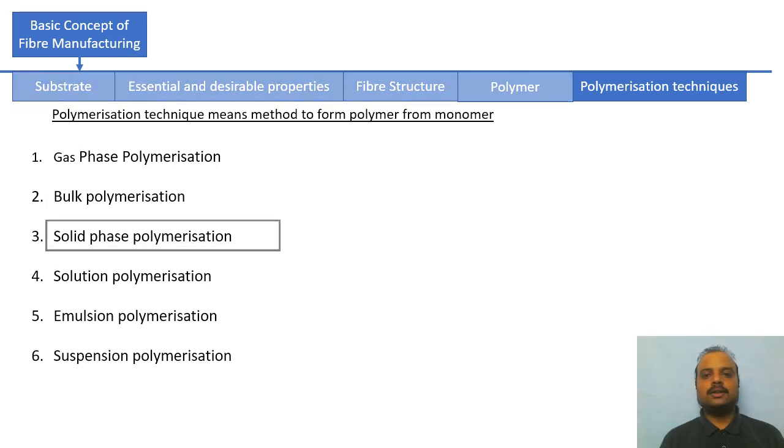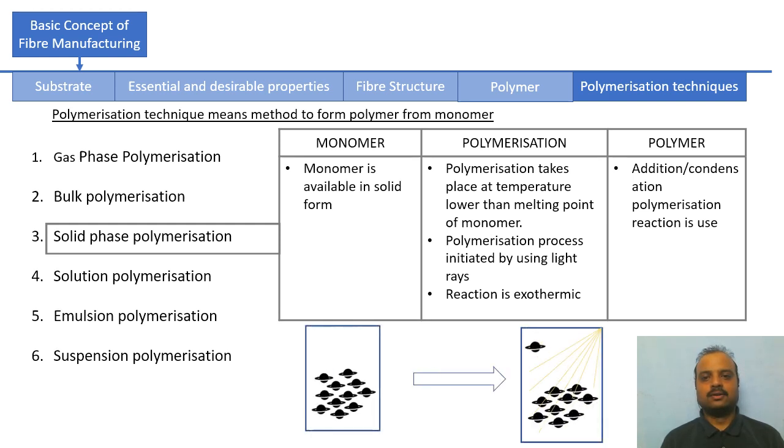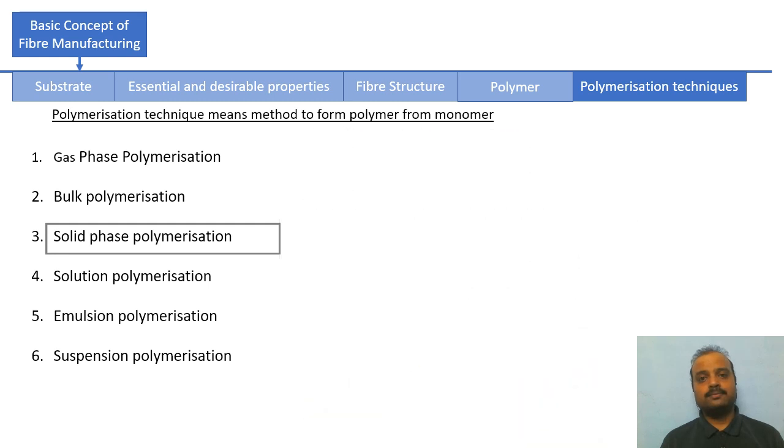This is the third technique to produce polymer. If the monomer is available in solid form, then one can initiate the polymerization process by exposing the monomer to light rays. Polymerization takes place at a temperature lower than the melting temperature of the monomer. The reaction is exothermic when conversion takes place from a solid state monomer into a polymer. This is the least preferred technique in the industry.